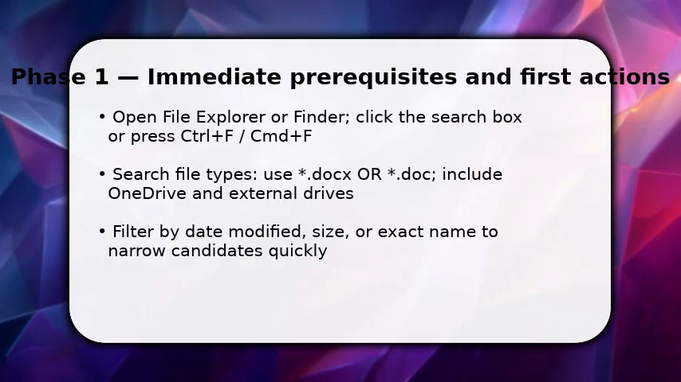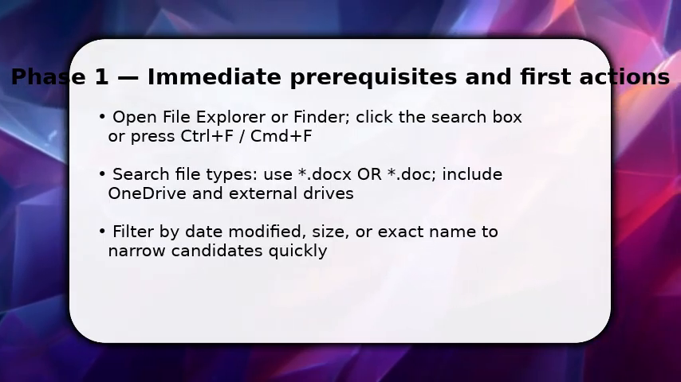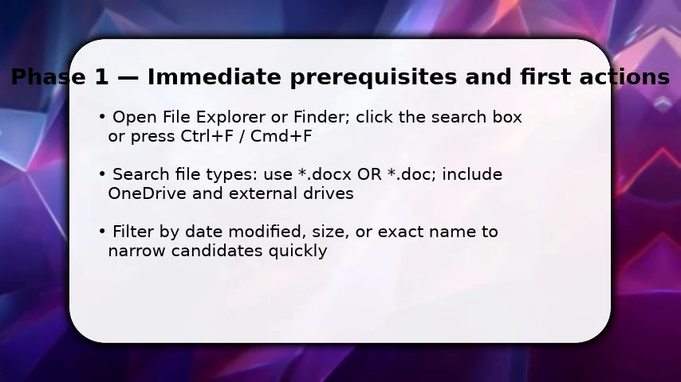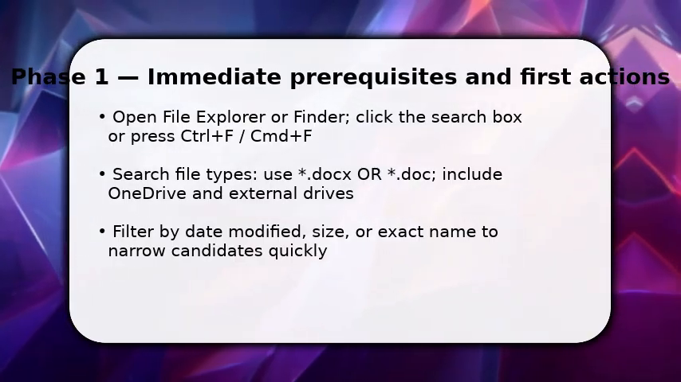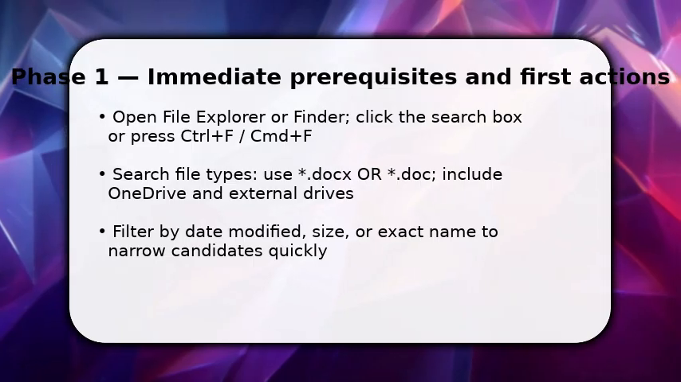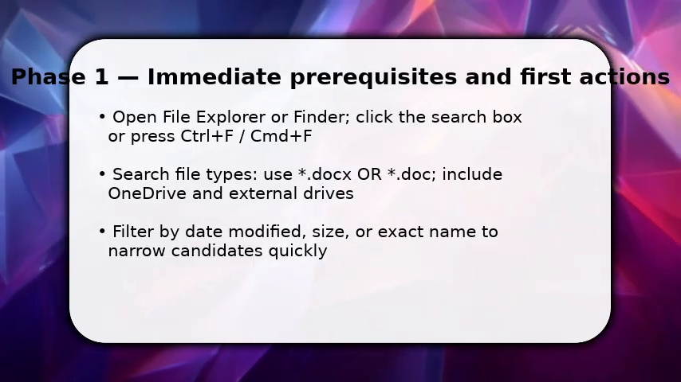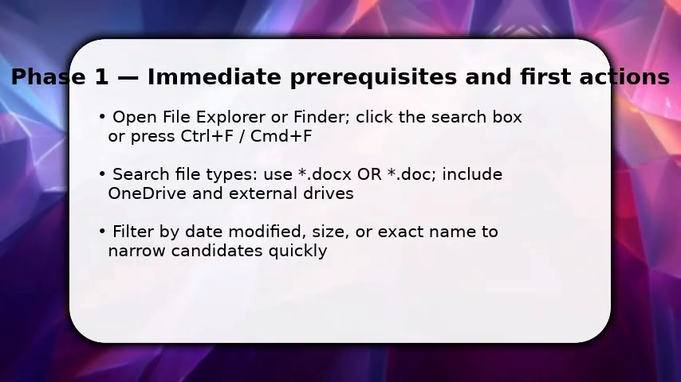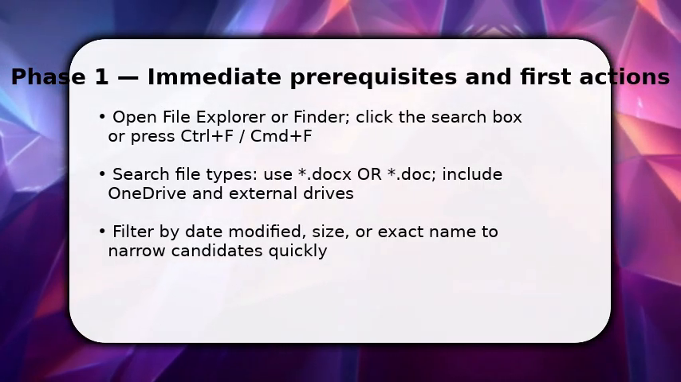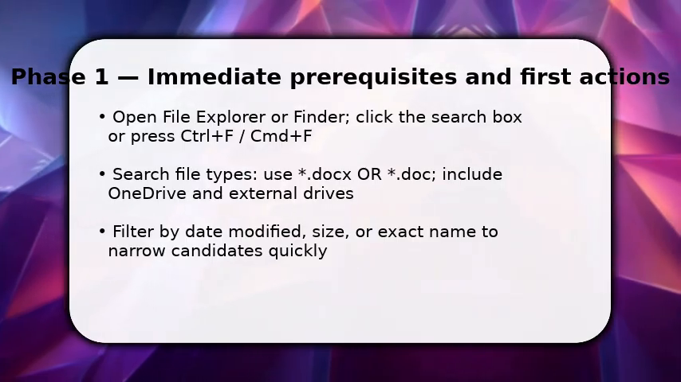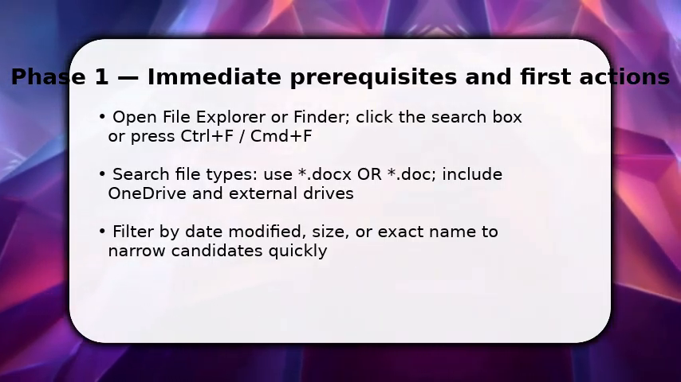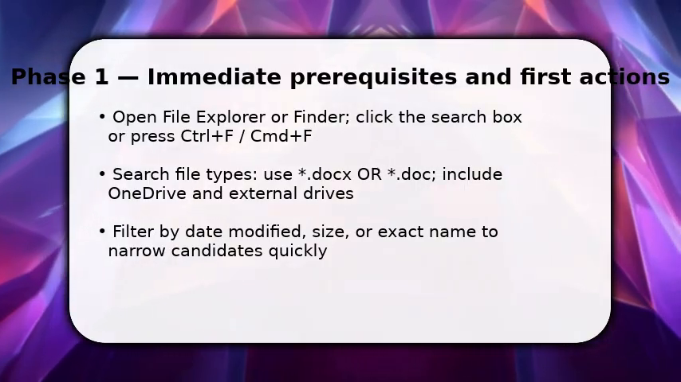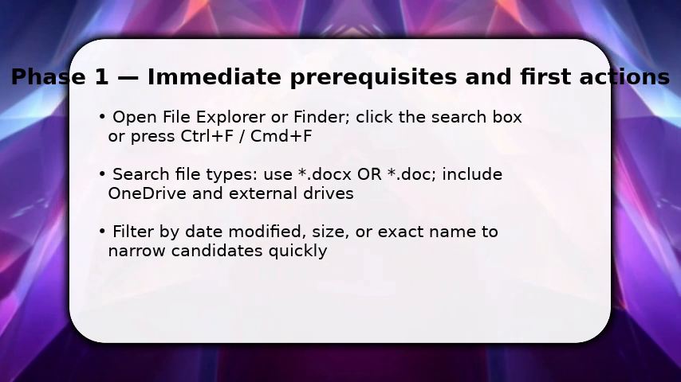You begin by narrowing scope. Open File Explorer or Finder and focus the search box, then type *.docx or *.doc to show Word files only. Make sure to include OneDrive, Downloads, Desktop, and connected drives so nothing is missed. Once done, add filters like date modified or size to remove old drafts. You'll save time by limiting folders first. If you remember part of the name, type it in quotes to force exact matches and avoid irrelevant results.